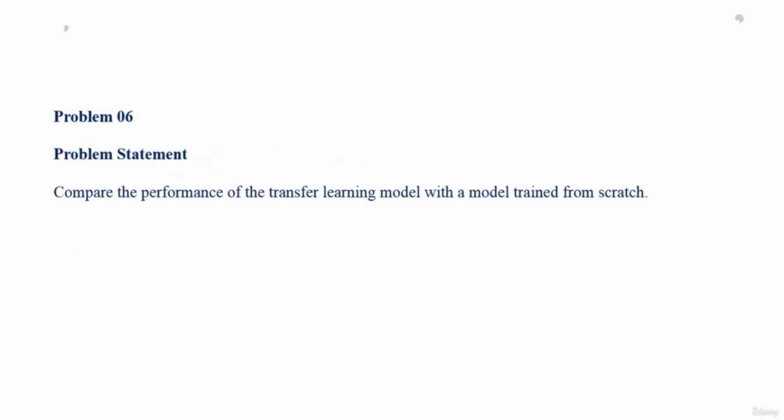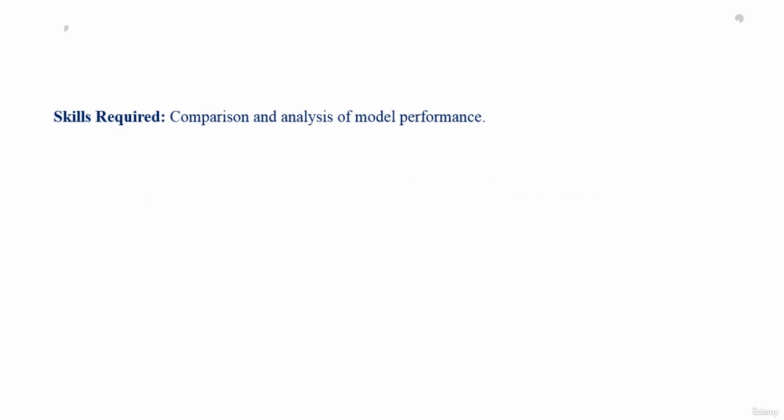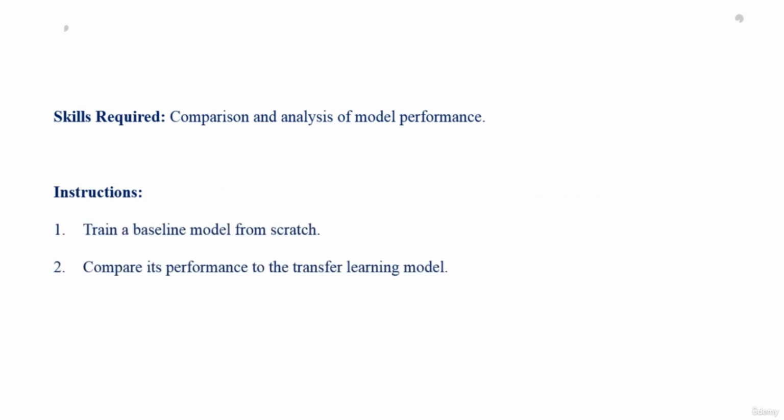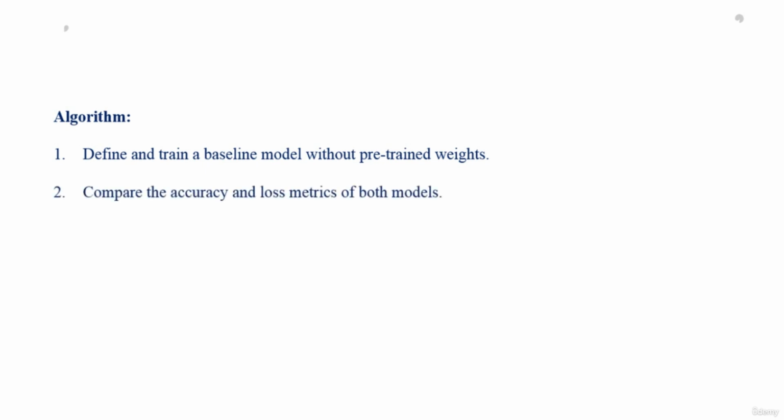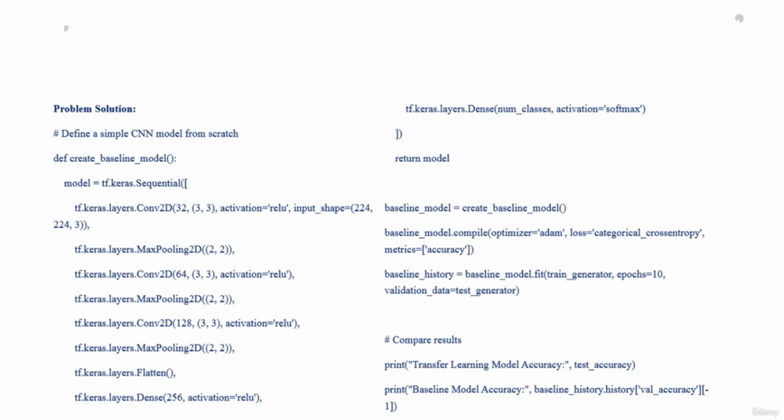Problem 06. Problem statement. Compare the performance of the transfer learning model with a model trained from scratch. Skills required: comparison and analysis of model performance. Instructions. Train a baseline model from scratch. Compare its performance to the transfer learning model. Algorithm. Define and train a baseline model without pre-trained weights. Compare the accuracy and loss metrics of both models. How code is working: a baseline model is trained from scratch, and its performance is compared to the transfer learning model. Metrics such as accuracy are compared to evaluate the benefits of transfer learning.